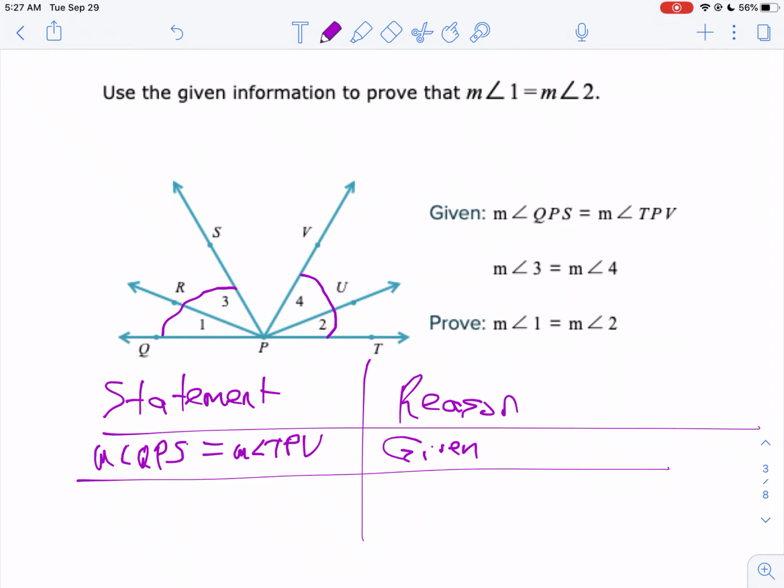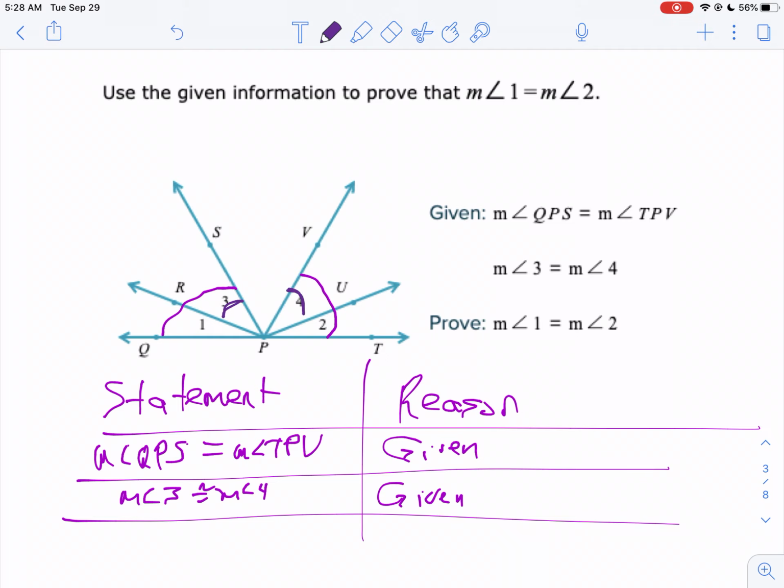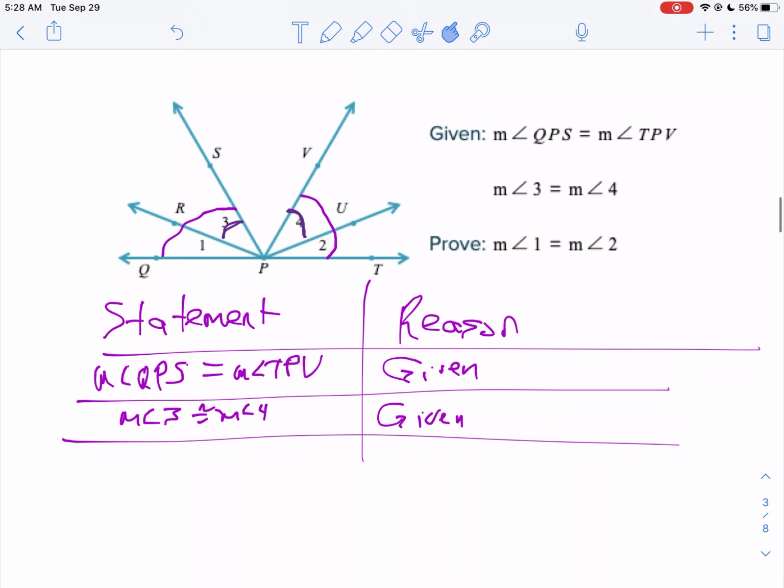And then we also know the measure of angle 3 equals the measure of angle 4. That's given. So I'll mark angle 3 is congruent to angle 4. And we want to prove angle 1 is congruent to angle 2. Well, notice QPS is a big angle. We get QPS because we can add angle 1 and angle 3.